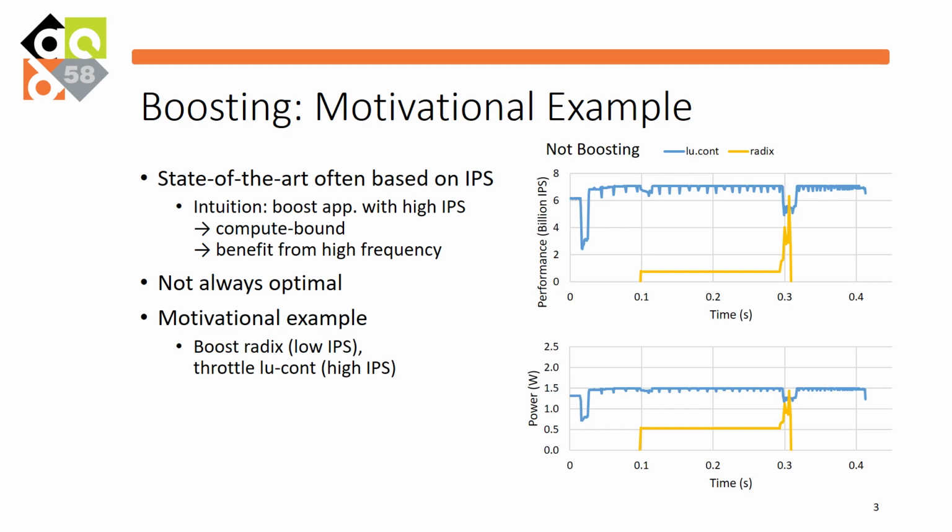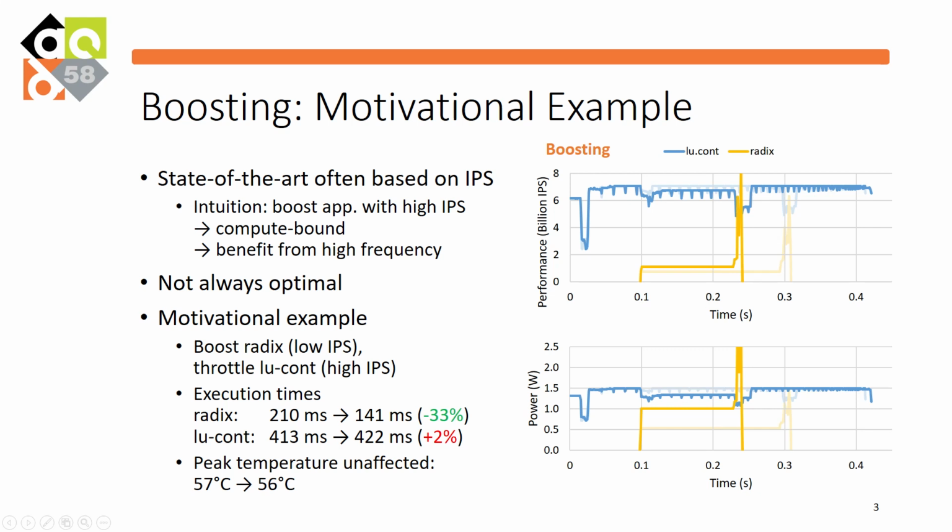We execute two applications from Splash, LU-Cont and Radix, in parallel, both running at the same frequency of 2 GHz. Radix has a very low IPS and finishes in around 200 milliseconds, while LU-Cont has a very high IPS and finishes in around 400 milliseconds. Their power consumption follows a similar pattern. We show now that boosting the low IPS Radix is beneficial.